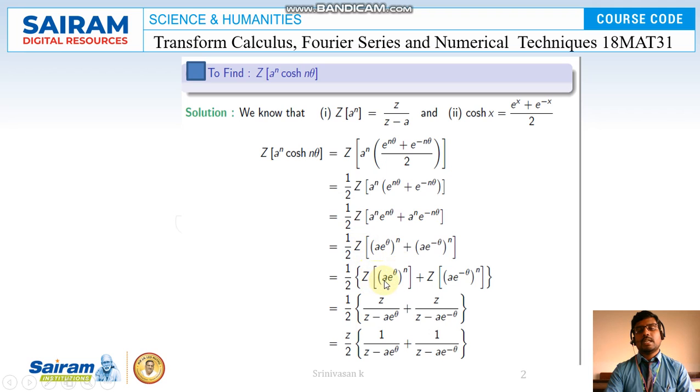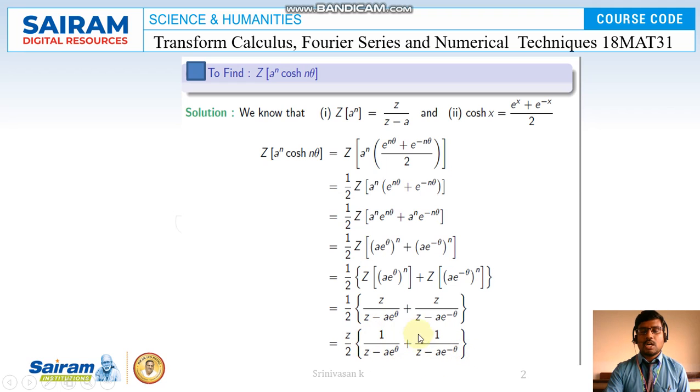So Z of a e power theta whole power n plus Z of a e power minus theta whole power n. Compare with the formula Z of a power n; here a equals a e power theta. So z divided by z minus a e power theta plus z divided by z minus a e power minus theta. Now z is common, taking it outside we get z divided by 2 into this value.